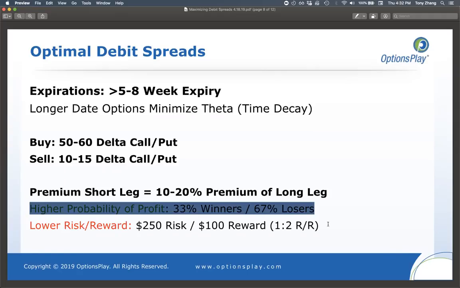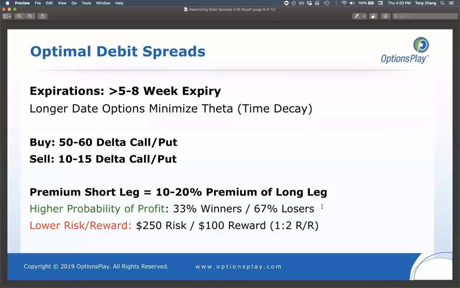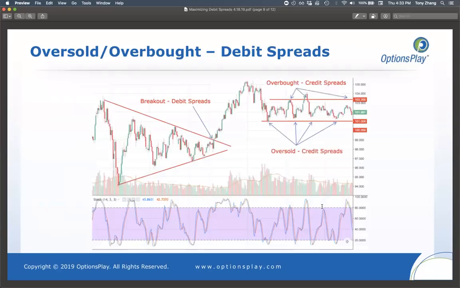And then you will usually see a decent risk to reward, where you're risking somewhere around $100 to try to make roughly $200 to $250 in reward on the trade. So you're always risking less to make more on this specific type of trade.